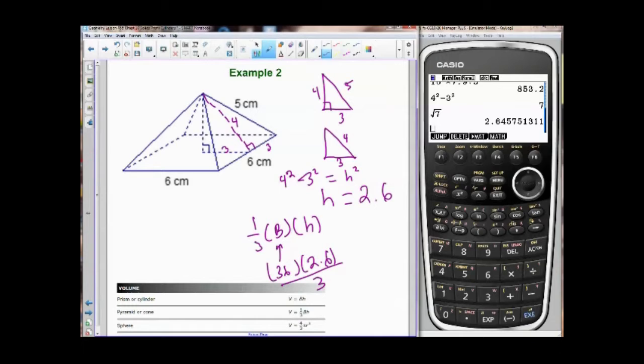All right. So let's go ahead and do that. 36 times 2.6 divided by 3. I get 31.2 for my volume, and that of course is approximate, but as they say in horseshoes and hand grenades, that's close enough. All right, and that's cubic centimeters.